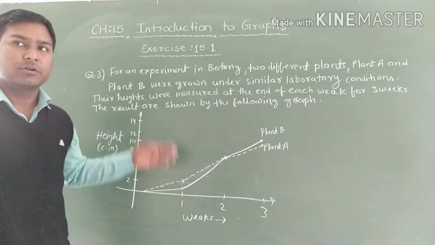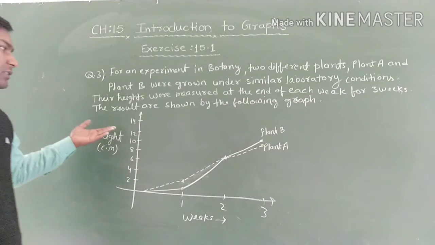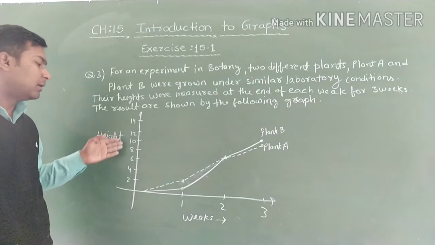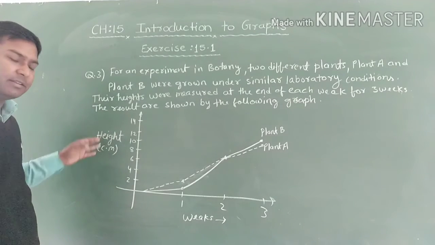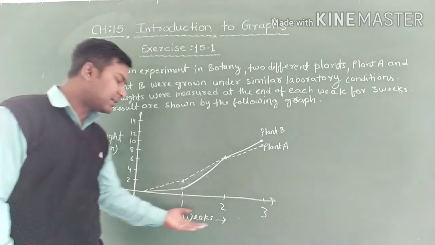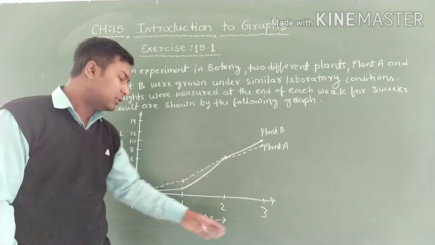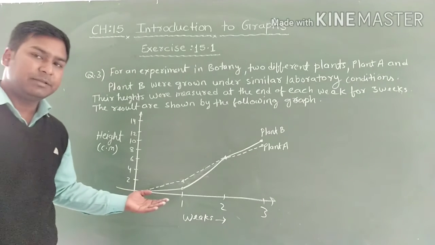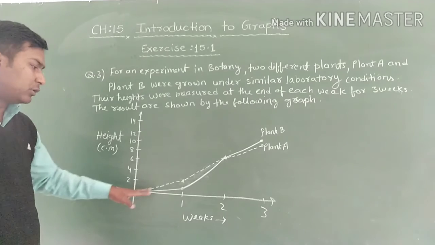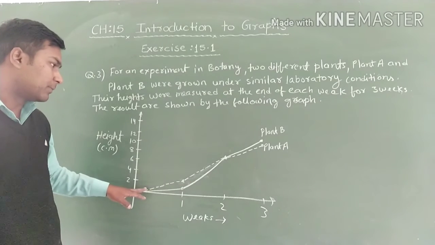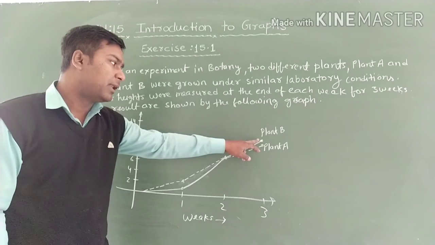Okay, the question is given here. In a laboratory, two plants are grown, plant A and plant B. At the y-axis the height of the plant is given in centimeters, and at the x-axis the weeks are given. Okay, 1, 2 and 3 weeks. So both plants were grown together, but as shown in the figure, the dotted line shows plant A and the simple line shows plant B.